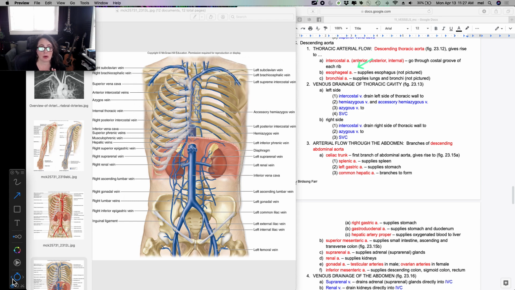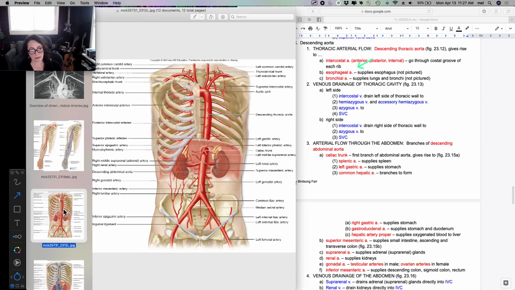Now what we are going to do next is arterial flow through the abdomen. So let's look at arterial flow through the abdomen. All right, so now, of course, we're still in the descending aorta, but now we're in the descending abdominal aorta. And the descending abdominal aorta has some small branches and some big branches. So how about we take care of the easy branches first, just to make sure that you've got them, and then we'll go back and pick up the hard branches.